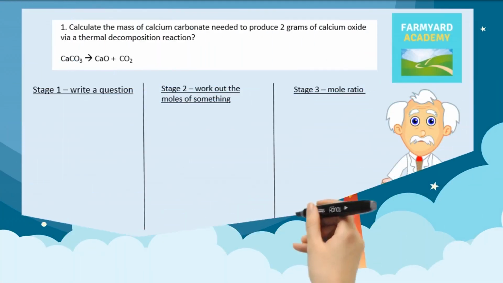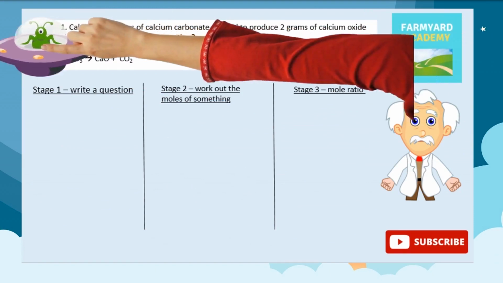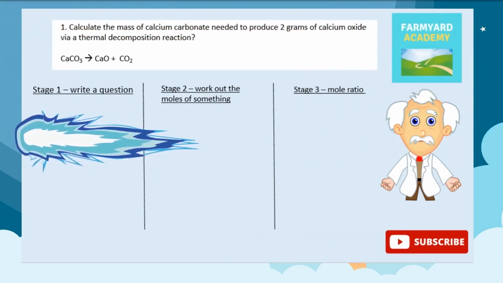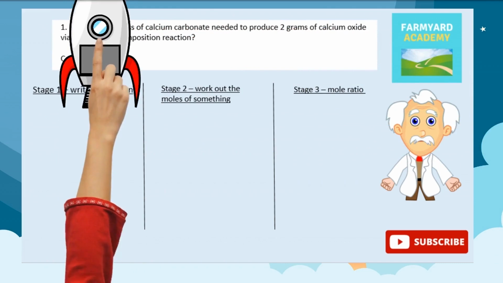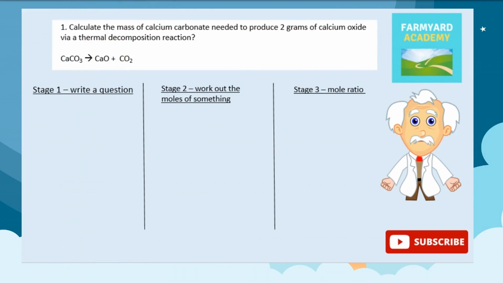When attempting difficult mole calculations, split the problem into 3 stages. 1. Write the question out. 2. Work out the moles of something. And 3. Use a mole ratio.